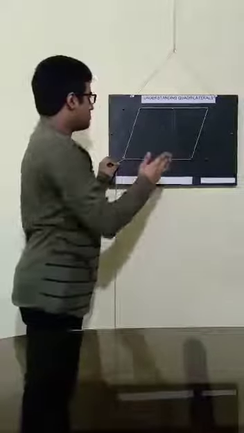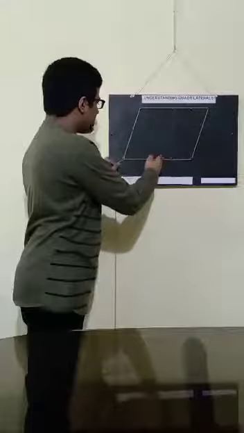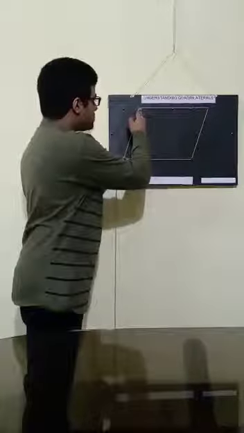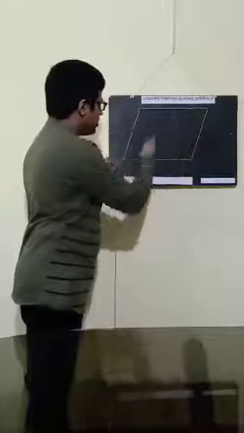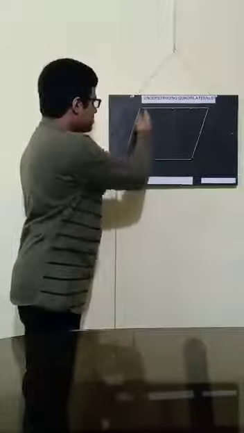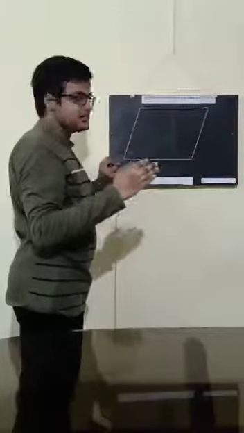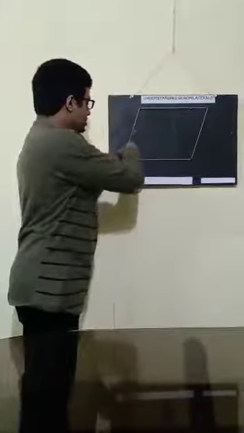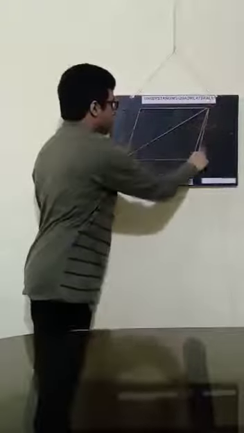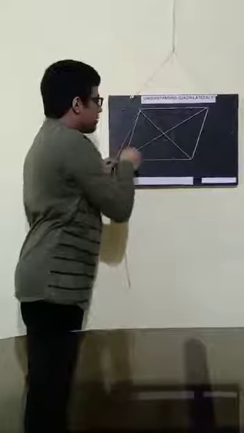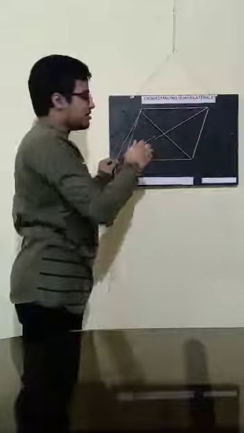In a parallelogram, both pairs of opposite sides are parallel and equal to one another. Both pairs of opposite angles are equal to one another. The adjacent angles are supplementary, that is, they add to a sum of 180 degrees. Now let us see the properties of diagonals of a parallelogram. The diagonals of a parallelogram bisect one another.